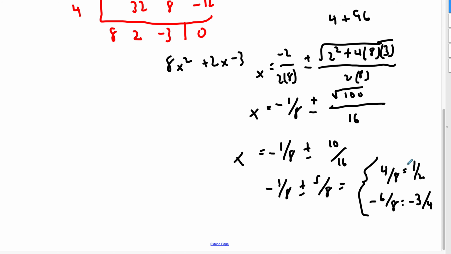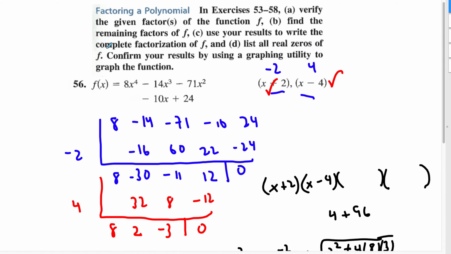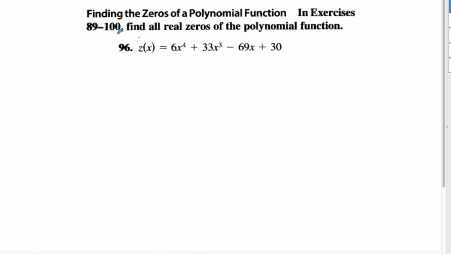So they want us to list all the real zeros, okay? So all the real zeros would be the first two, x equals negative 2 and positive 4, and then these other two we found right here, remember, from the quadratic formula, which would be 1/2 and negative 3/4. 4 zeros, quartic model, all is well and good. And yes, sometimes you're going to have to use the quadratic formula on these. Okay, so the last problem we're going to do is find all the real zeros of the polynomial function.